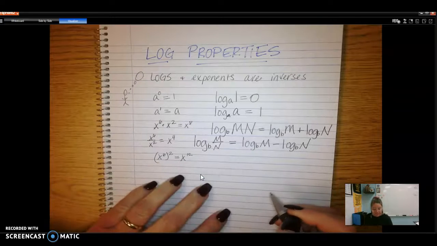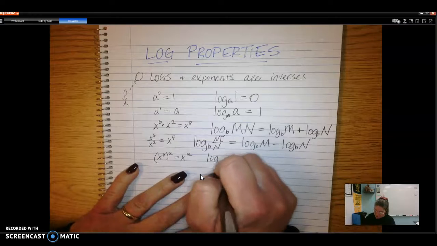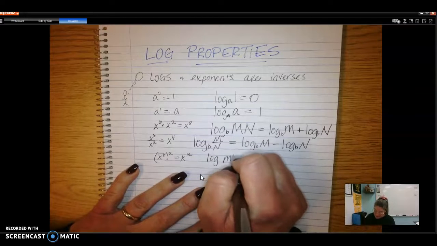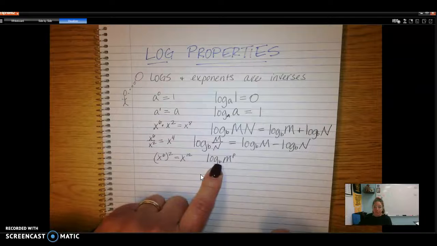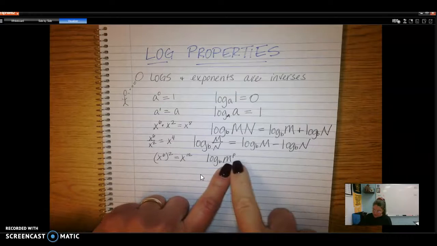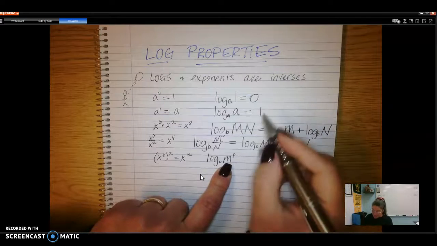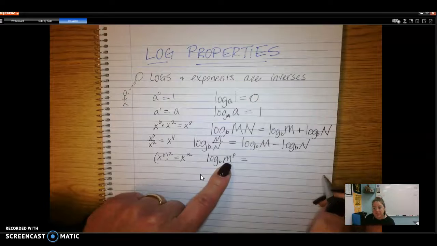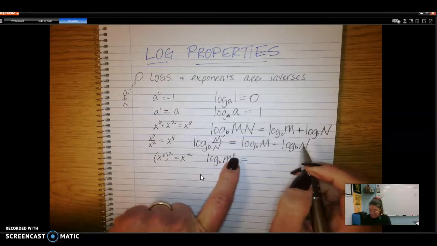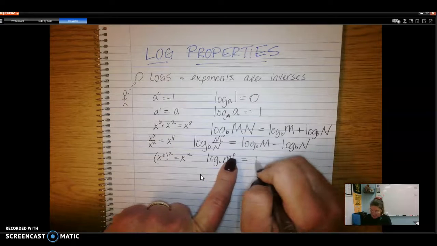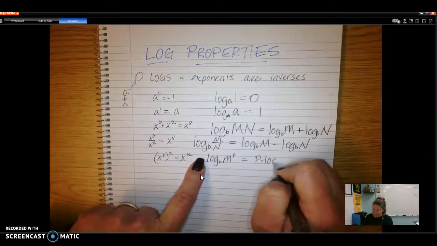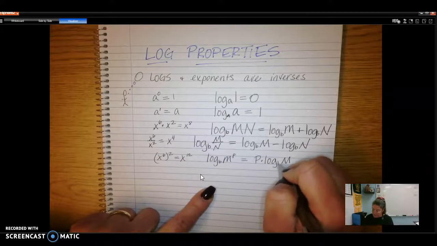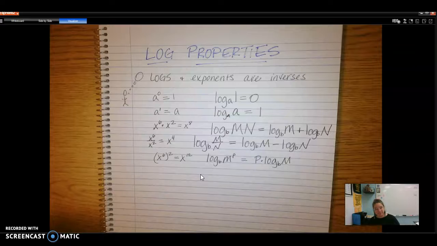And so what this one looks like is that when you're doing the log of something and it's being raised to a power, and again, I just put in any old base, here's the log of something being raised to a power. What you do is you multiply. You take this p, this power, and you pull it down in front, and then you find the log of m with the base of b.